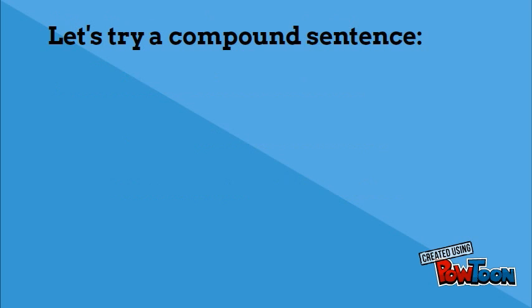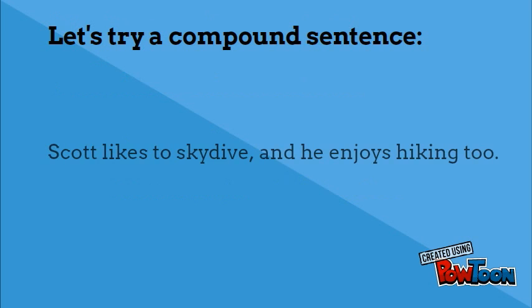Let's try a compound sentence. This means the sentence will have at least two subjects and two predicates. Scott likes to skydive and he enjoys hiking too. We can look at the sentence and see two complete ideas, or that two sentences are joined together. Let's look at the first half. Scott likes to skydive. One way to find the subject is by asking who or what the sentence is about, which in this case it looks like Scott, because he is the one doing the action.